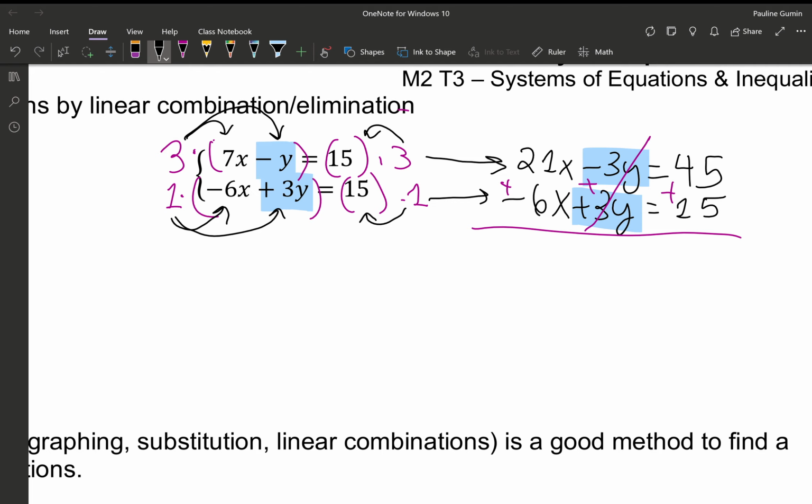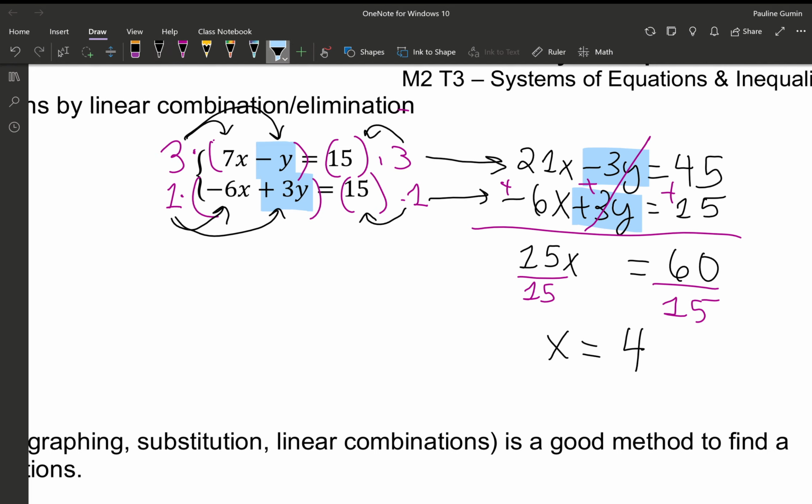21x plus negative 6x leaves us with 15x. 45 plus 15 gives us 60. And let's finish up finding x by dividing both sides by 15. X equals 4. Very nice.